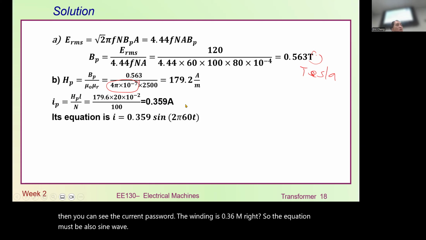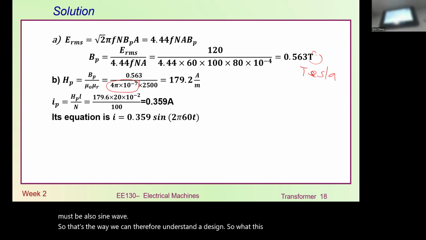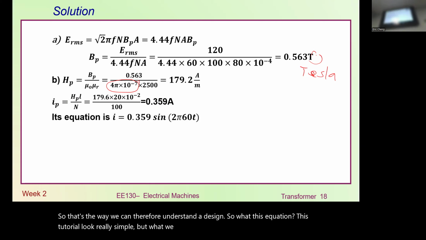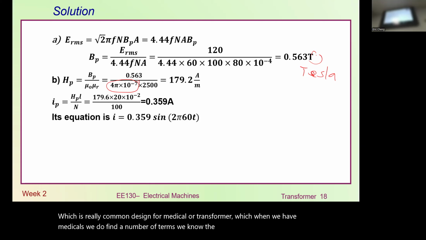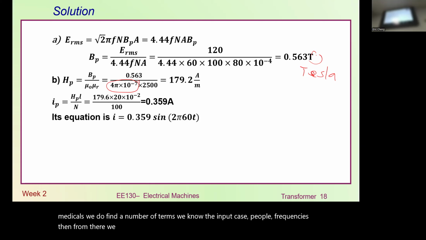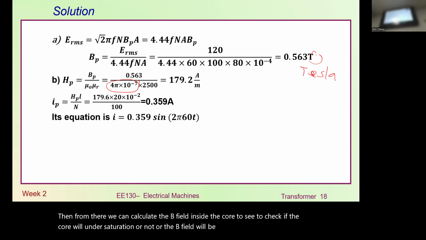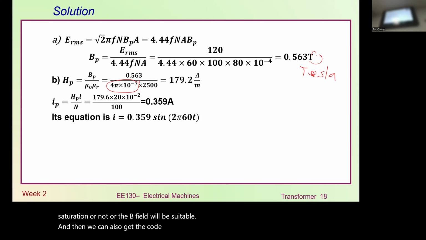So that's the way we can therefore understand a design. Why does this tutorial look really simple? What we can observe from this tutorial is a really common design for a magnetic core or transformer. When we have a core, we find a number of terms. We know the input voltage and input frequency. From there we can calculate the B field inside the core to check if the core will be under saturation or not, or whether the B field will be suitable. And then we can also get the current passing through the winding. That is the way we design a transformer.